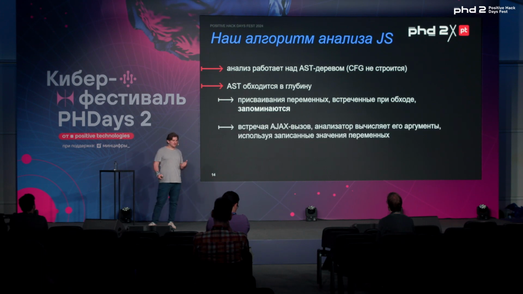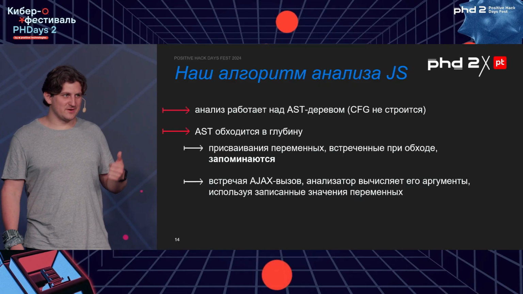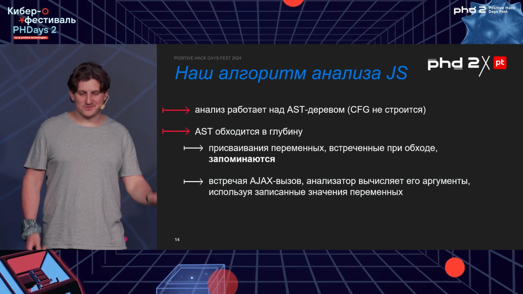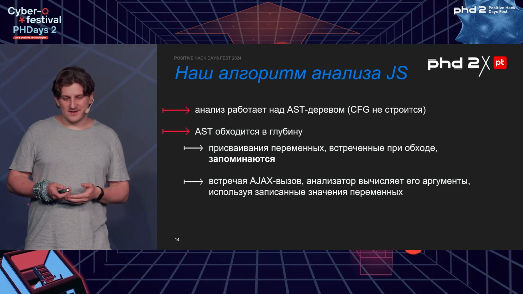And when it runs across an AJAX call, which obviously sends something into the server, the analyzer will calculate its arguments. So when I say AJAX call, I will be referring to pretty much any call from the JavaScript to the server. So it could be fetch or axios, not just the AJAX itself.